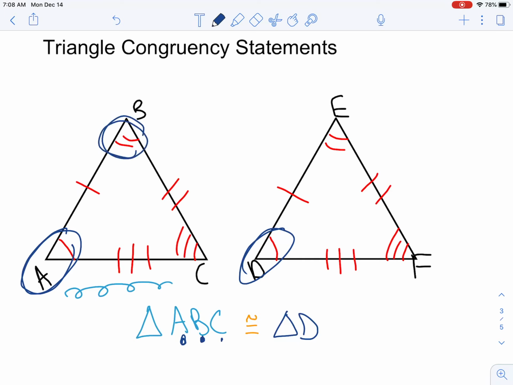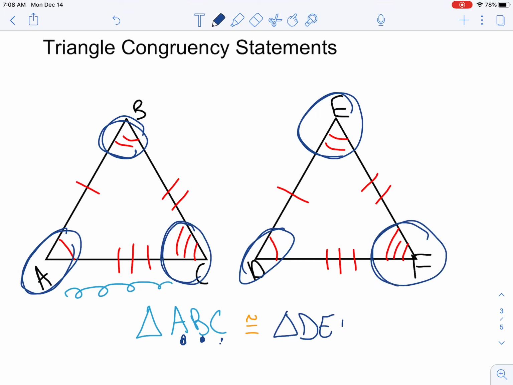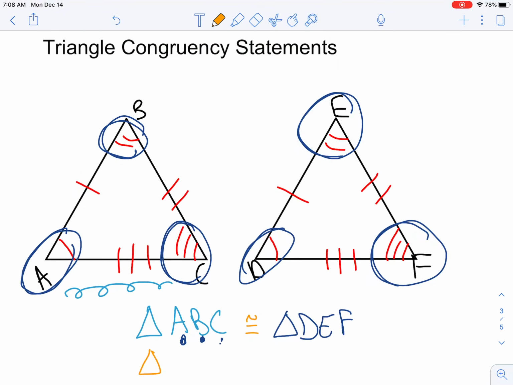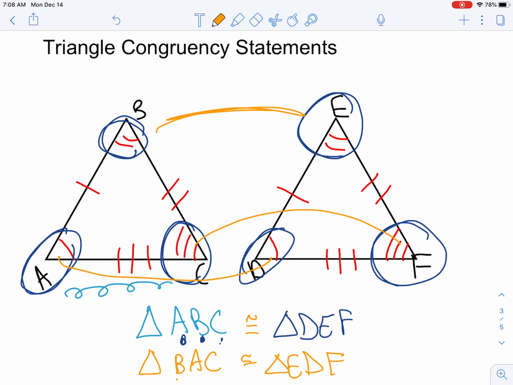So B has 2 arcs, so E has 2 arcs, so E has to go second. And then finally C has 3 arcs, so I look at F, which has 3 arcs, that one has to go third. So again, it doesn't matter which order your first one is in. Like if this one was triangle BAC or something, that'd be fine as long as your second one matches. So I'd have to do B first, so B matches up with E. Then I would do A matches up with D, and then I would do C matches up with F.